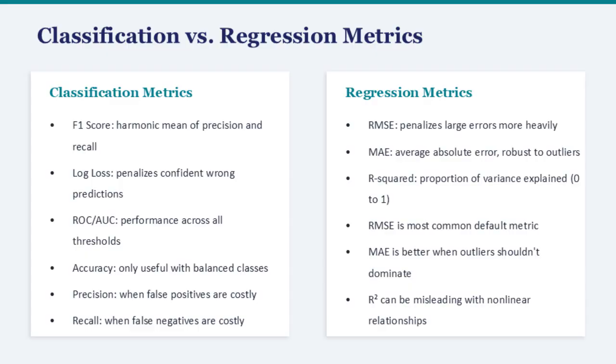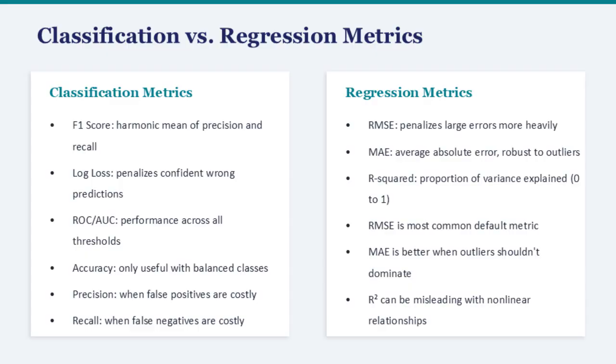Now let's talk about classification versus regression metrics. This is dense but critical. The exam expects you to choose the right metric for a scenario. Let's start with classification metrics. F1 score is the harmonic mean of precision and recall. Use it for imbalanced datasets where you need both precision and recall to be decent. Log loss penalizes confident wrong predictions. It's good for evaluating probability outputs, not just the class predictions.